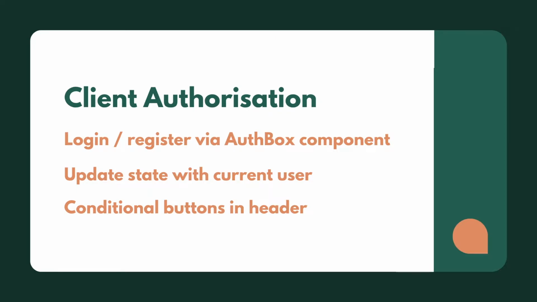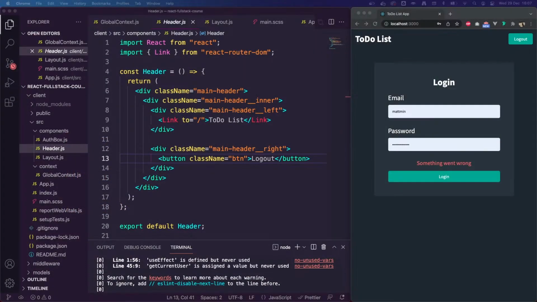So in this lesson we're going to take a look at client authorization. We implemented global context last lesson, and in this lesson we're going to wire up our login/register via the authbox component. We're going to update the state with the current user and log them in properly, and then we're going to do some conditional buttons depending on whether it's a logged in user in the header. If we're logged in, we want to show a logout button. If not, we want to show login/register buttons. So let's go back to our code.